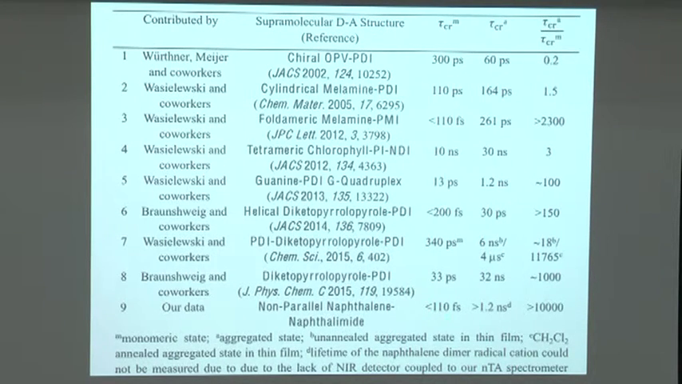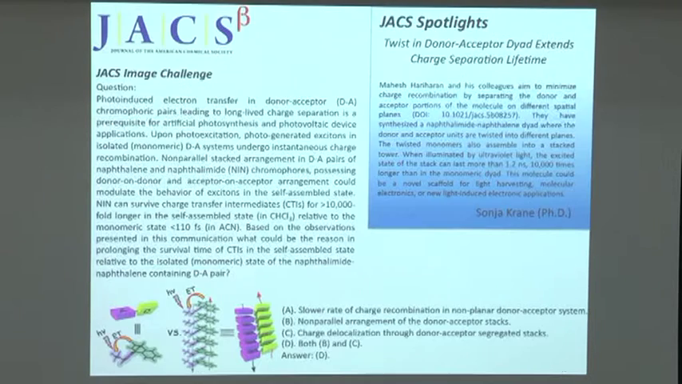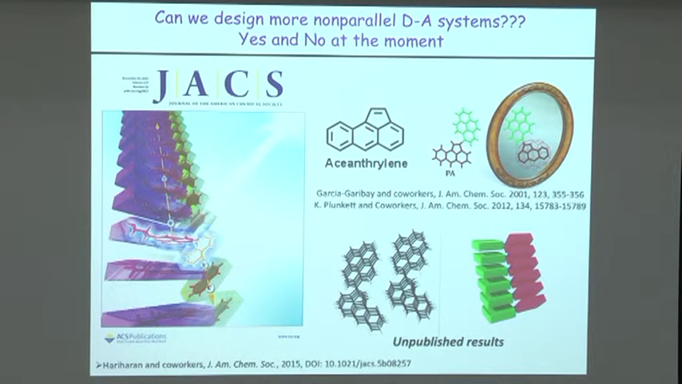So the table is revised. You can see that when our system is taken and aggregated, the ratio of the monomer to the aggregate is about 10,000 fold, and all you do is take a simple donor acceptor system, put it in chloroform, remove chloroform, and you get a long-lived charge separated state generated. While any number that is comparable to this comes with a very difficult processing of the system, meaning you use different kinds of vapor deposition in order to achieve the same. Now this work appeared as Spotlights, Image Challenge, and also front cover in JACS, and got a little bit of attention in terms of the new architecture that you can see for the non-parallel donor acceptor system.